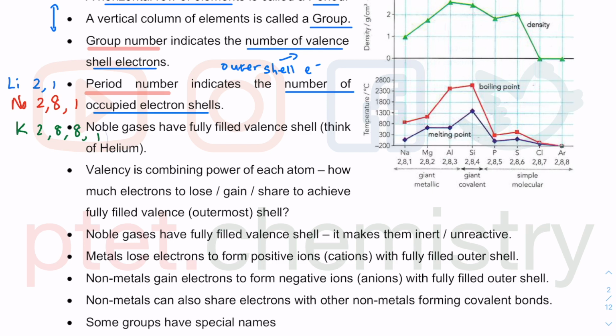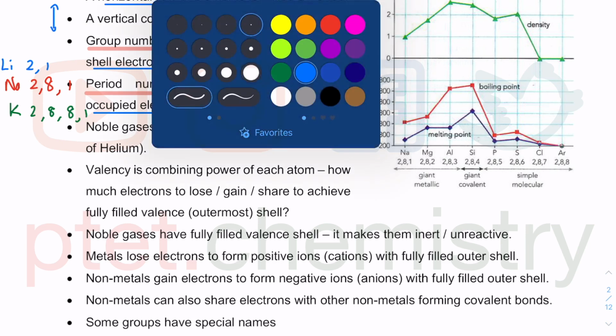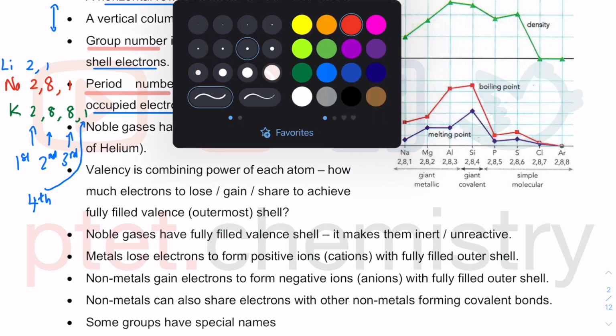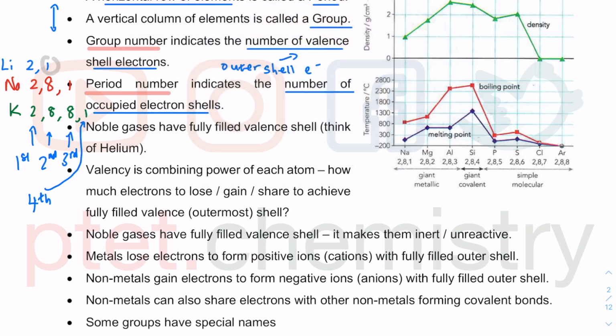My drift really is to just show you very briefly, you can see the first shell, the second shell, the third shell, and last but not least, the fourth shell, because potassium is in the fourth period. And all of these are quite special because all of them have 1 electron in the outer shell, because all of them are group 1 metals.